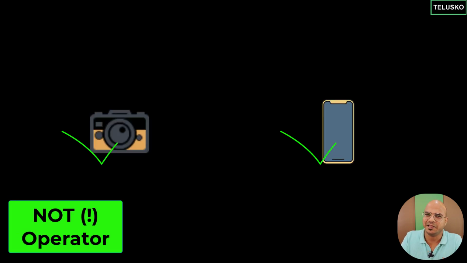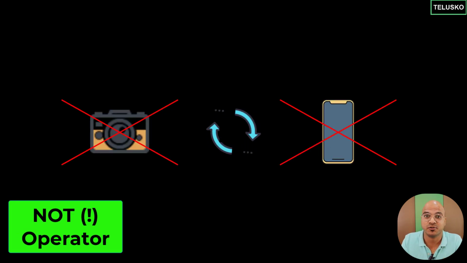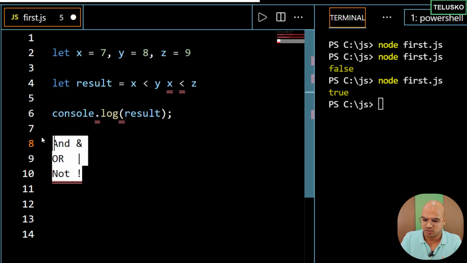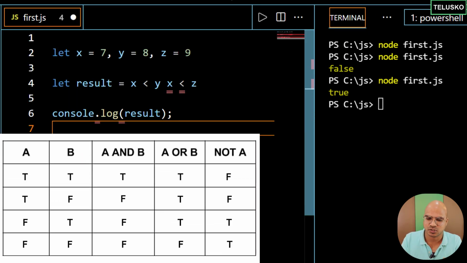So what is the NOT operator here? The NOT operator will simply take the input and reverse it. If it is true, it will give you false, right? So that's how we can use it. In fact, you will understand the actual use of it in the upcoming videos. But as of now, remember this. So we do this with the help of a truth table, which you just saw on the screen.